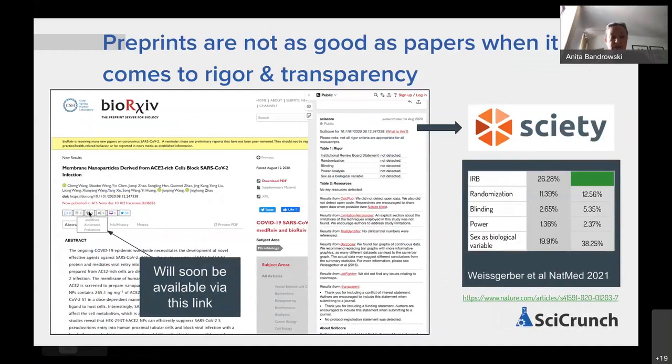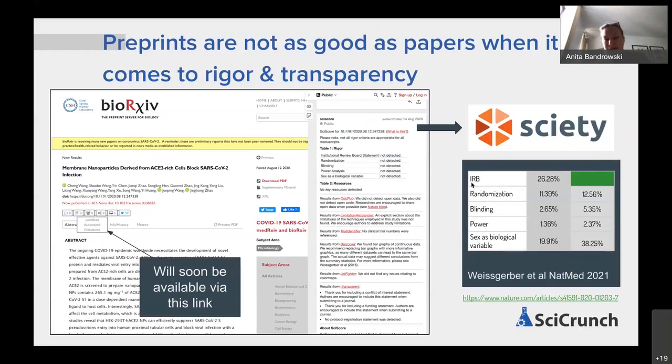bioRxiv is actually making some additional options available for their authors to actually include and be able to be alerted about these reports. So these reports will soon be available via this little set of links here that are being made again by bioRxiv. This is another one of the reports. In this case, nothing was detected.